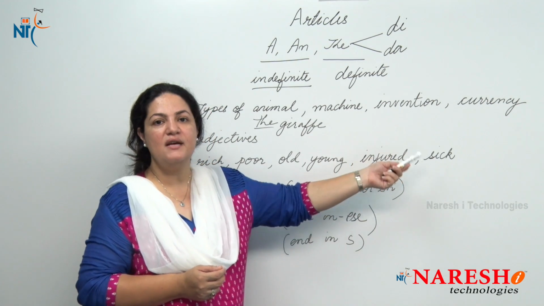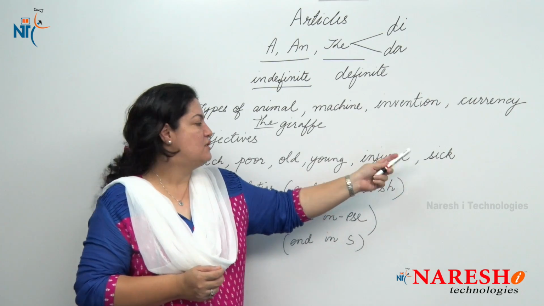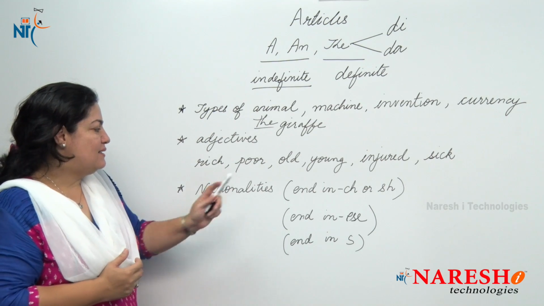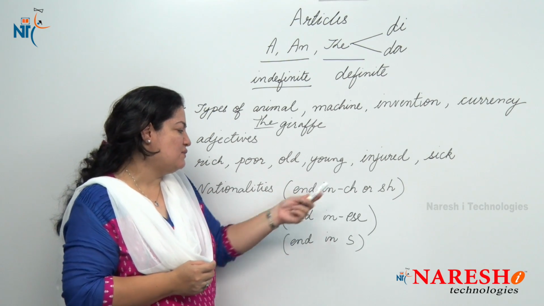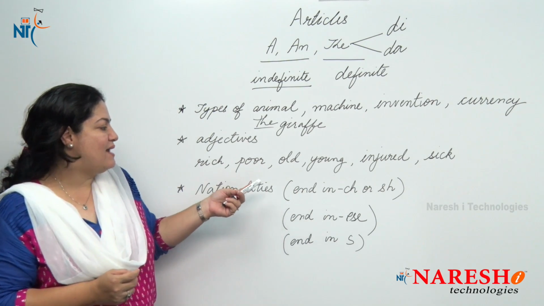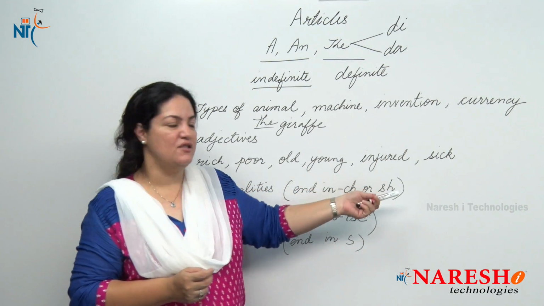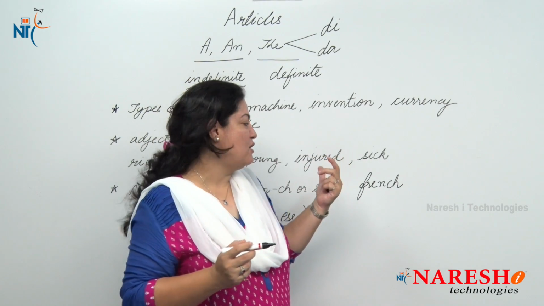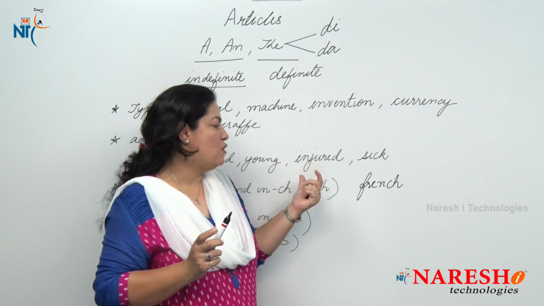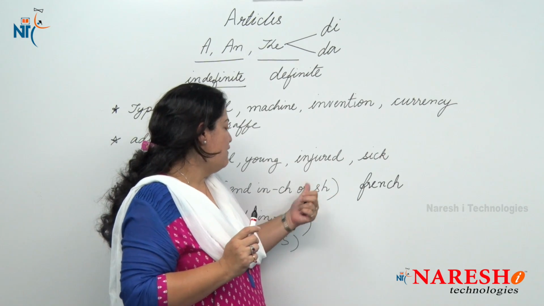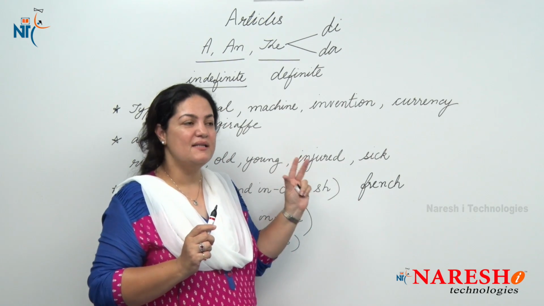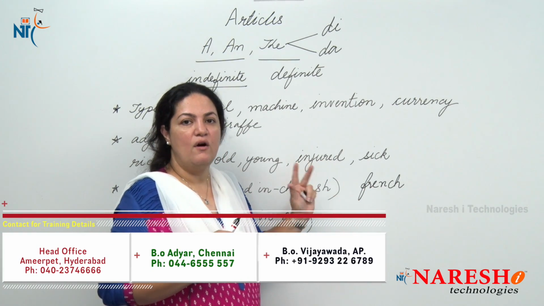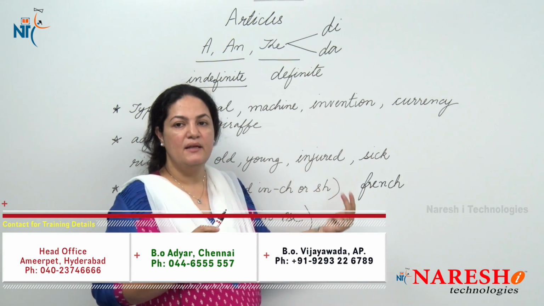All the sick people need to be treated at the hospital. So here we are talking about all and specific. Next is nationalities. When we have nationalities, we have different rules here. When a nationality ends in CH or SH, the example is French. When I'm talking about all the people of France, we call them the French. If I'm talking about a single person, a single French man or a French woman, the singular is a French man or a French woman, but for plural it is the French.